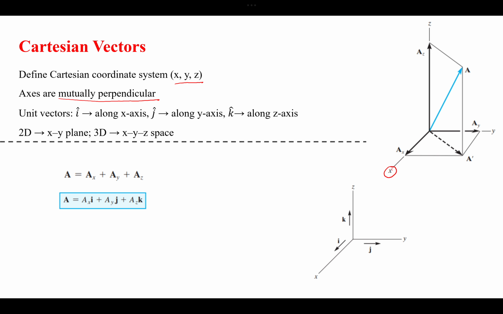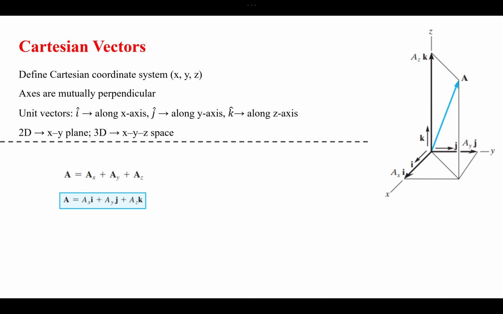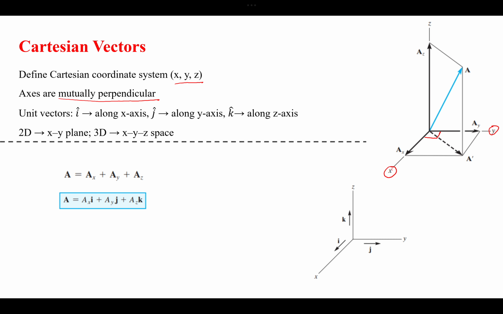For example, if you look at x and y, they will have a 90-degree angle, so they are perpendicular. Similarly, if you look at x and z, they will also have a 90-degree angle between them. And similarly y and z also have a 90-degree angle. So they are mutually perpendicular. That's the second thing.